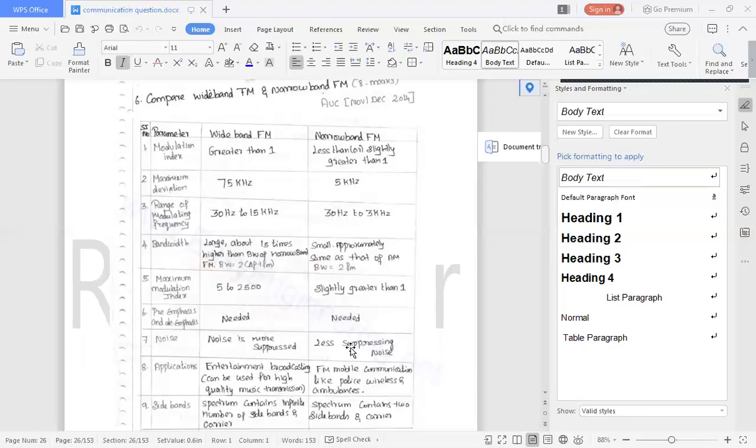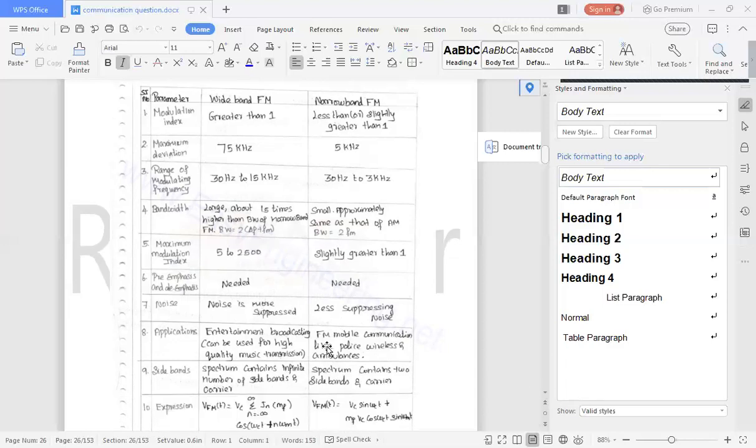Pre-emphasis and de-emphasis are needed in both cases. I also discussed pre-emphasis and de-emphasis in the previous class. If students again require any discussion on pre-emphasis and de-emphasis, I'm ready to deliver one lecture. In terms of noise, noise is more suppressed in wideband FM, but narrowband FM is an approximation procedure with less suppression, that is, noise is more immune in wideband FM and less immune in narrowband FM.